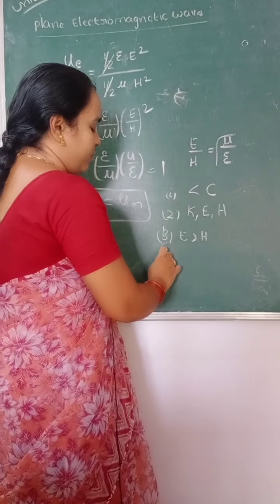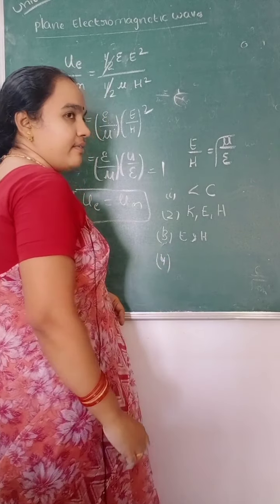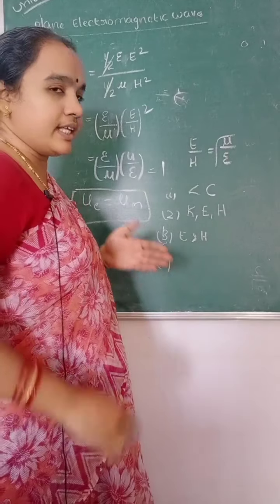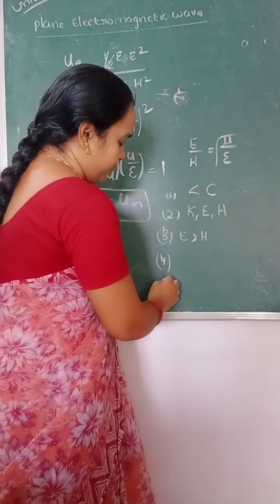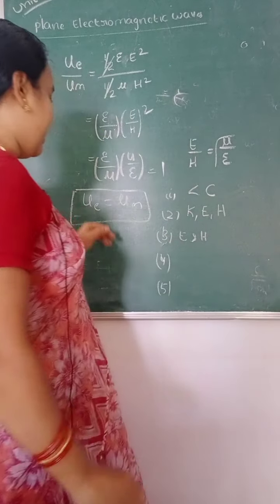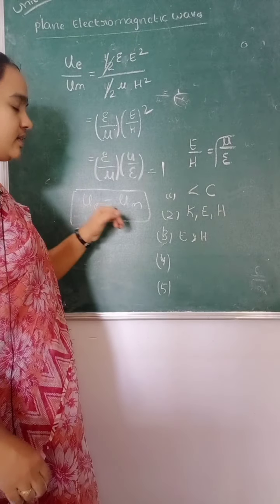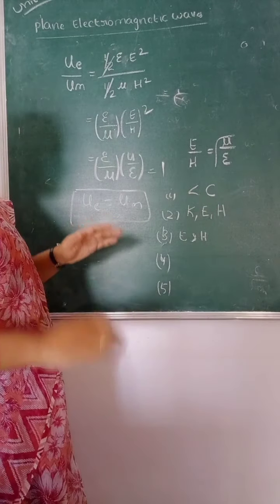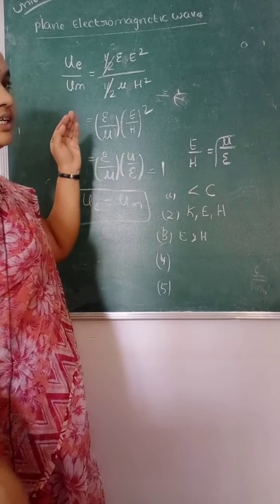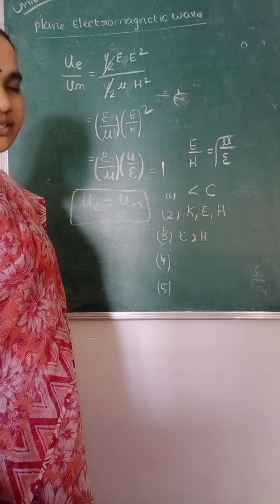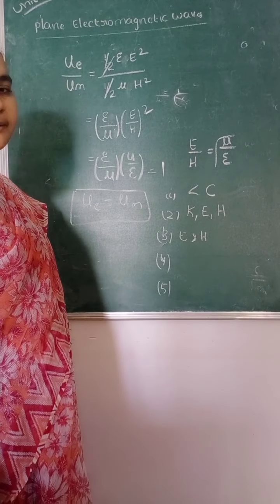And fourth one is Poynting vector. The energy flow is in the direction of n vector. And fifth one is the electrostatic energy and magnetostatic energies are equal. So this is regarding the nature of plane electromagnetic waves in isotropic medium.